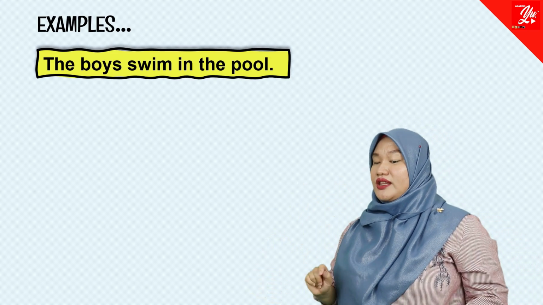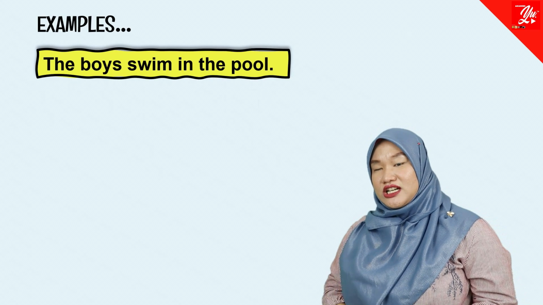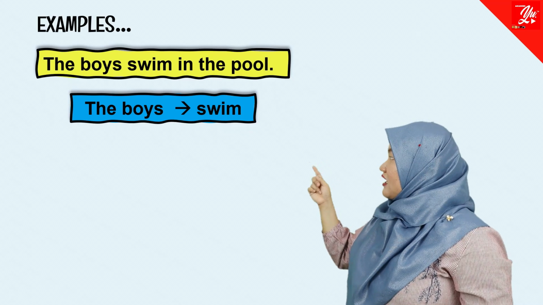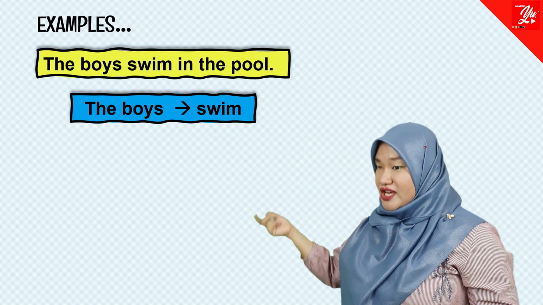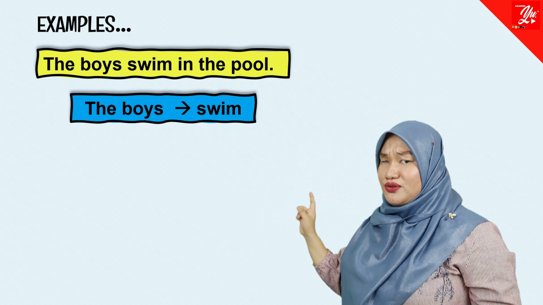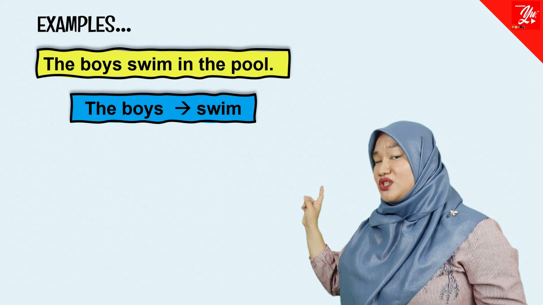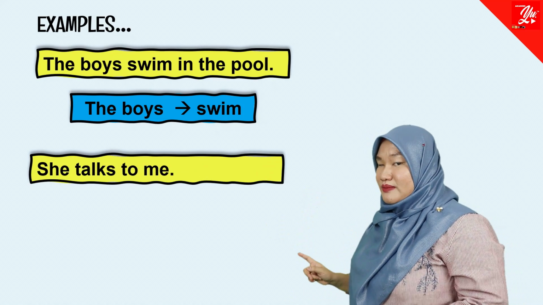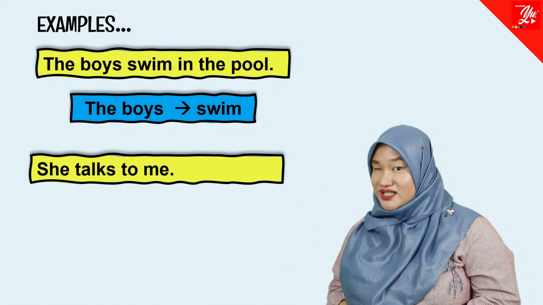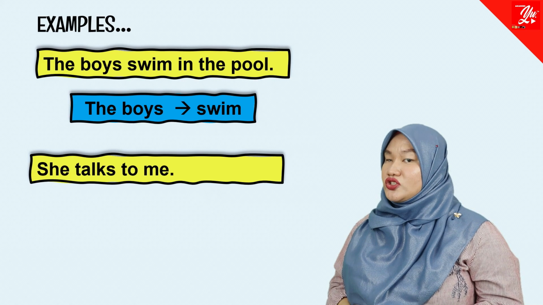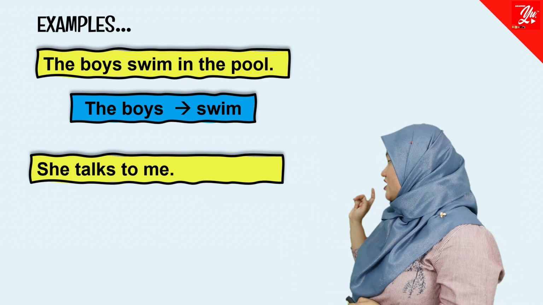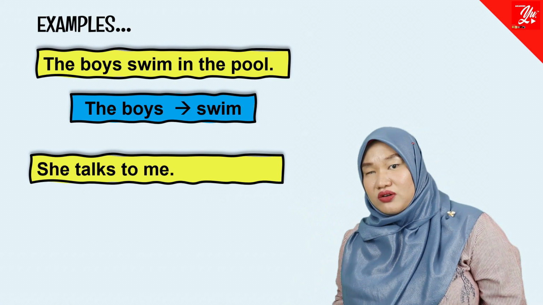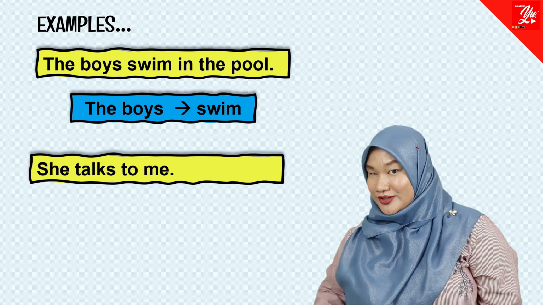So therefore, the verb that follows must not have an S, which is a plural verb. So plural subject must be followed with plural verb. So the boys, and therefore you use the plural form of the verb swim, which has no S. Look at the second example. She talks to me. She talks to me. So she is a singular subject. It's a singular noun, which means only one girl.